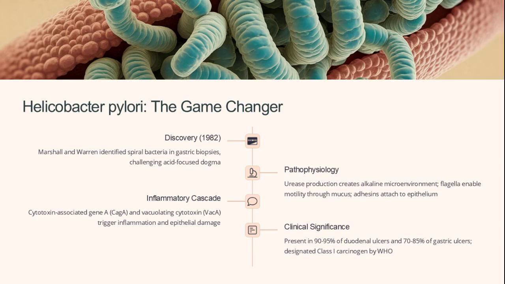Helicobacter pylori has revolutionized our understanding of ulcer disease. Discovered in 1982, it plays a crucial role in pathophysiology by creating an alkaline microenvironment and triggering inflammation. Its presence in a high percentage of ulcers underscores its clinical significance and the need for targeted treatment.